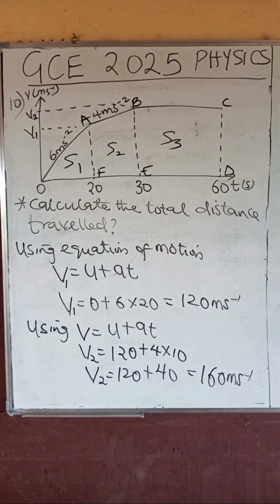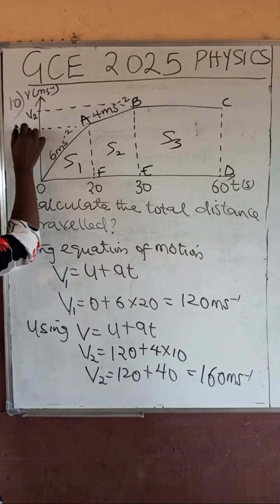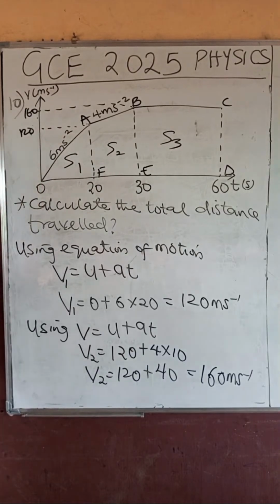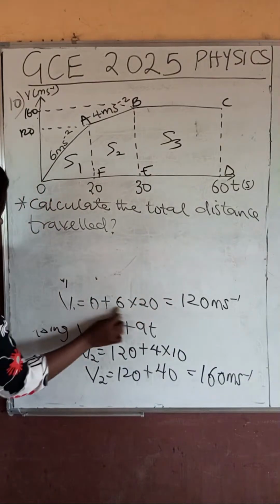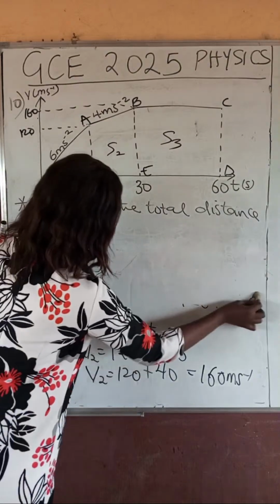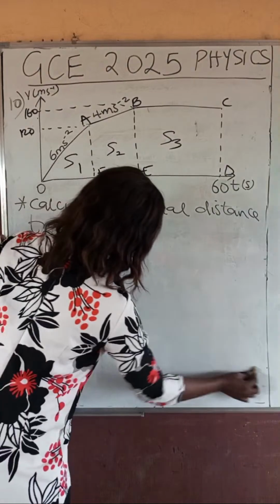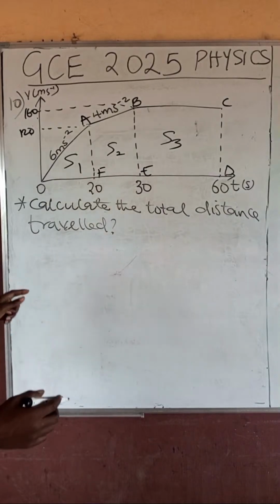All right. Okay, let's proceed. Now I'll write what I got here, which is 120, while this is 160. So let's solve.